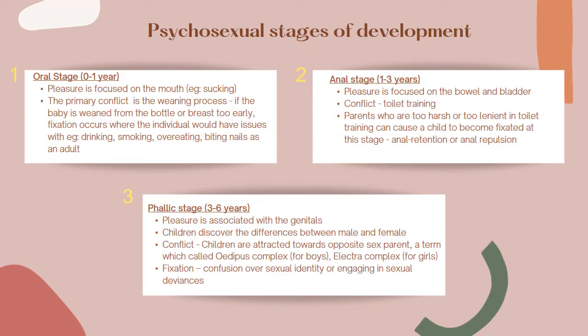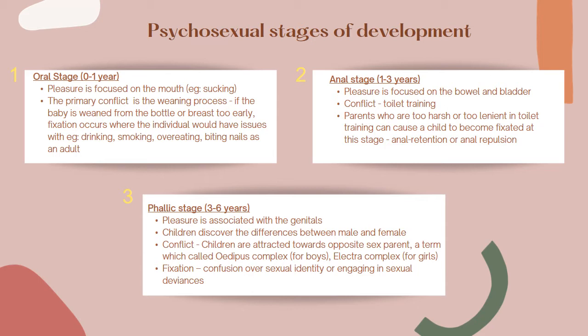The first stage of psychosexual stages of development is oral stage, which happens between 0 to 1 year. So babies at this stage seek pleasure around the mouth, for example, sucking. The primary conflict is the weaning process. If the baby is weaned from the bottle or breast too early, fixation occurs where the individual would have issues with, for example, drinking, smoking, overeating, biting nails as an adult to compensate for the oral stimulation that they didn't have.